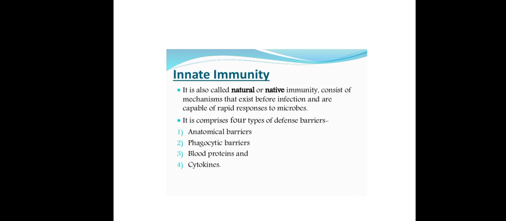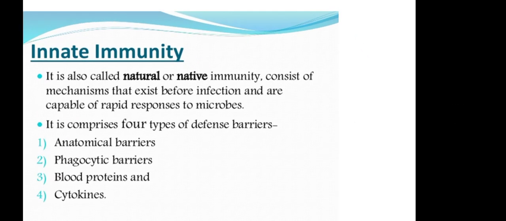What is innate immunity? It is otherwise called natural immunity or native immunity, the immunity that is already created in our body. It consists of various mechanisms present before infection and is capable of rapid responses to microbes. It comprises four types of defense barriers: anatomical barriers, phagocytic barriers, blood proteins and cytokines.